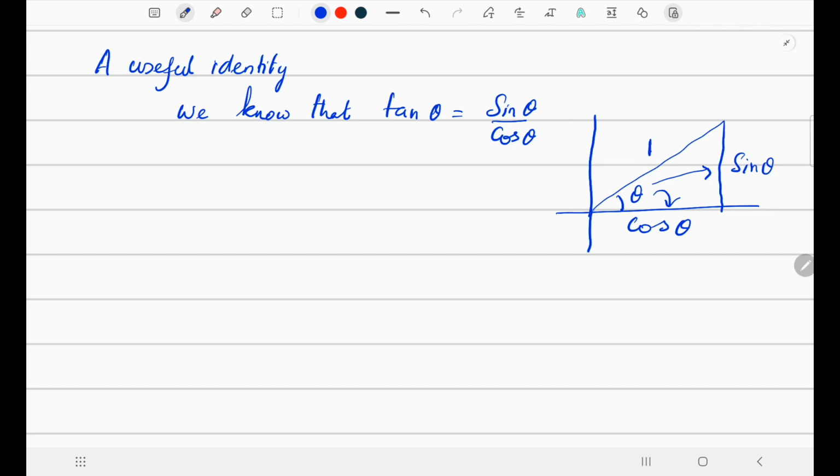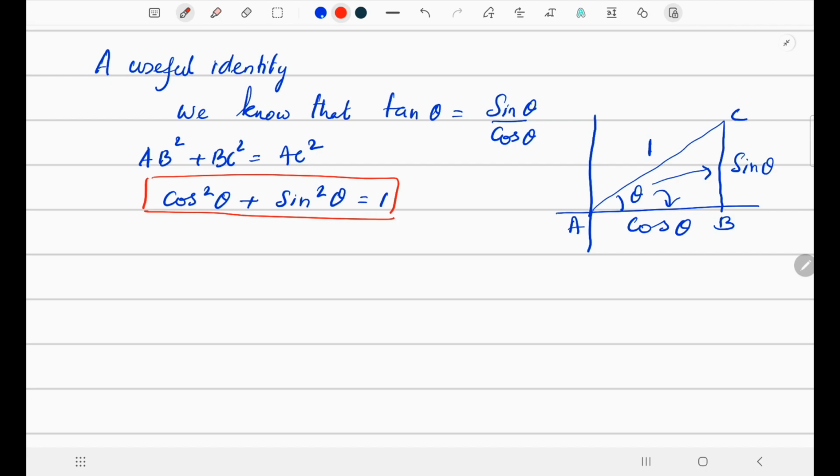So from the Pythagoras theorem, we know that adjacent square plus opposite square equals hypotenuse square. So let us give the names A, B, C. AB square plus BC square equals AC square from the Pythagoras theorem. Meaning AB is cos, so cos square theta plus sine square theta equals 1. So this is a useful identity. You need to keep this in mind. Clear? So now let's go for some example exercises.